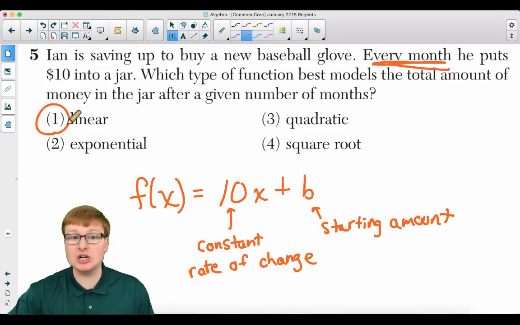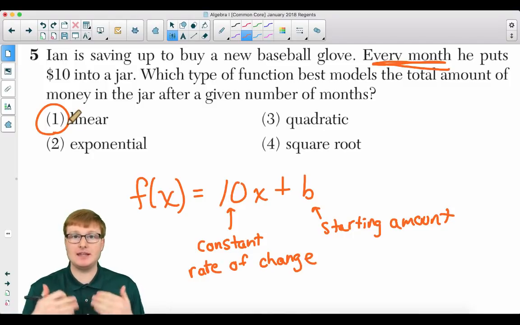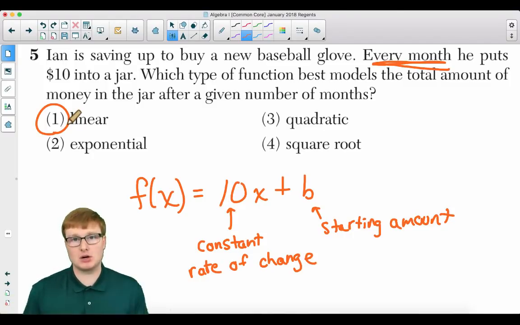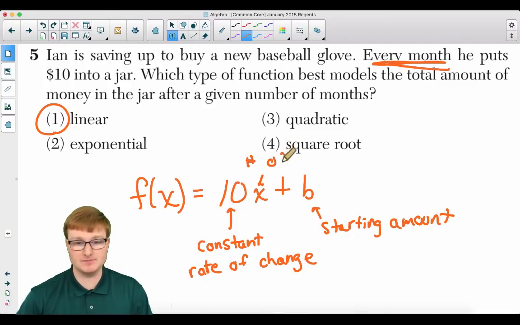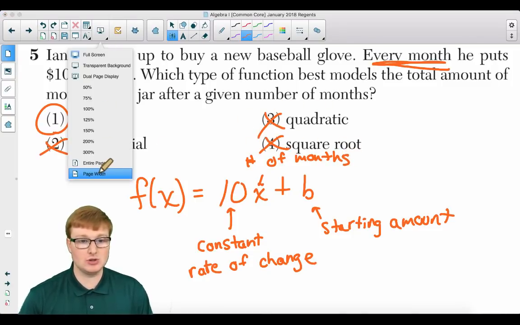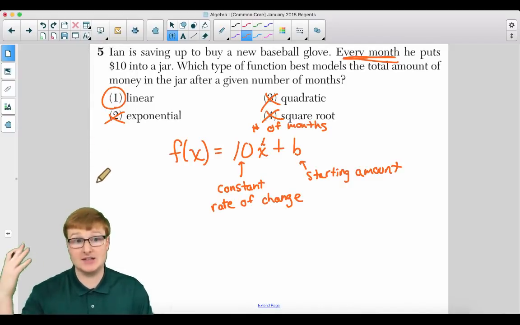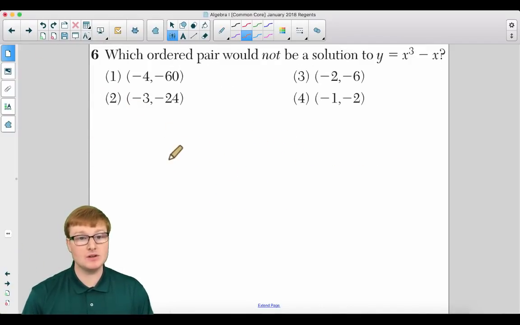It is a linear function because it is going up in increments of $10 per month. And as I said before, x represents the number of months. It cannot be an exponential, cannot be a quadratic, cannot be a square root. So your best answer and the obvious answer is going to be choice 1 for that question. Moving on to number 6.